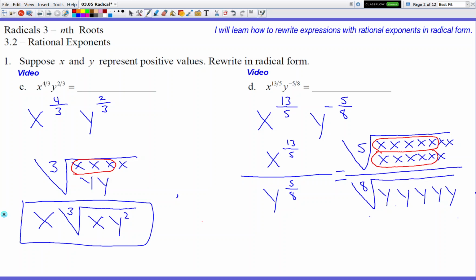On the bottom, do I have 8 y's? No, I only have 5 y's. So therefore, I'm not going to circle anything on the bottom. And I'm just going to put everything back together again. So let's see what I got. So x is on the outside, so x squared on the outside. Then it's a 5th root radical.